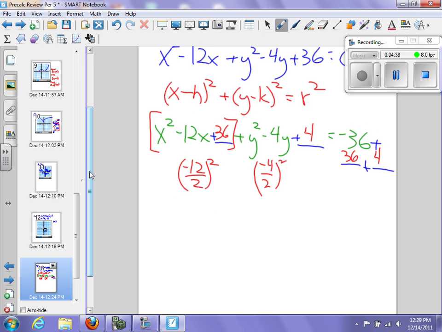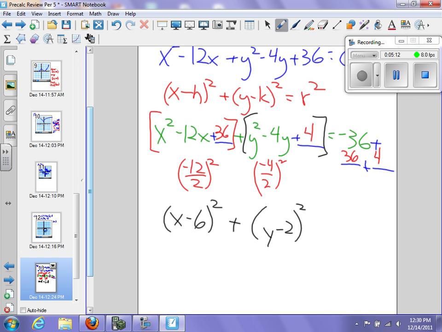Because I have this nice trinomial here, which I just made into a perfect square. And I know that that's going to be x minus 6 squared. And I have this other nice trinomial that I made into a perfect square, and that's going to be y minus 2 squared. Am I right? Yeah. I mean, that's the whole purpose of completing the square, so I can have something squared, right?